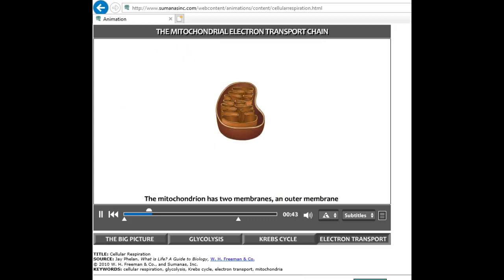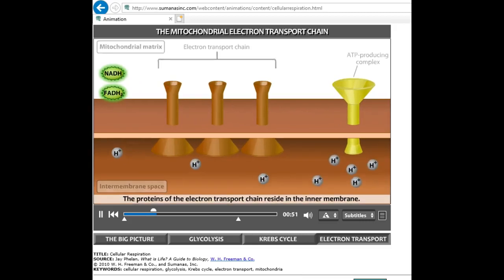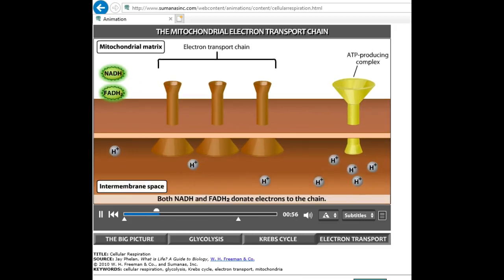The mitochondrion has 2 membranes, an outer membrane and an inner membrane, and is essentially a bag within a bag. The proteins of the electron transport chain reside in the inner membrane. Both NADH and FADH2 donate electrons to the chain. We will use NADH as an example.